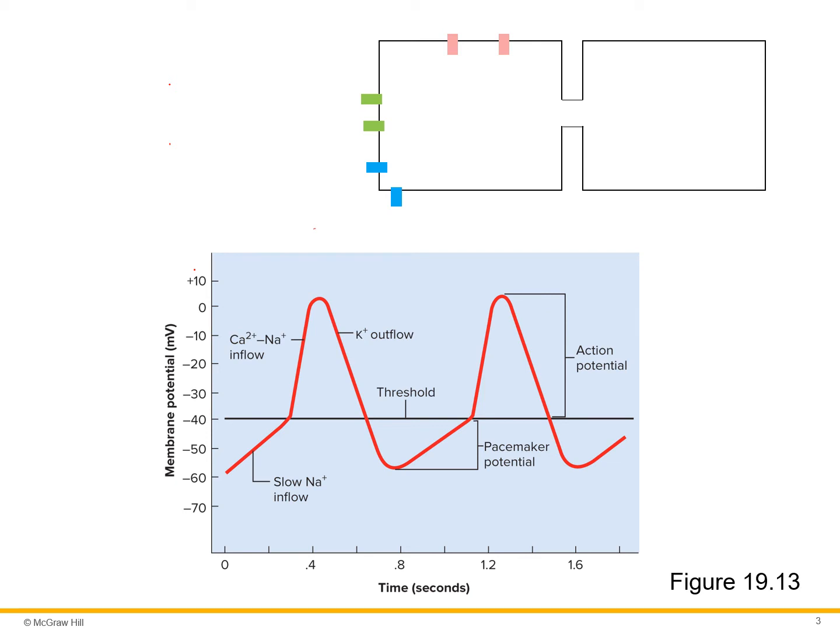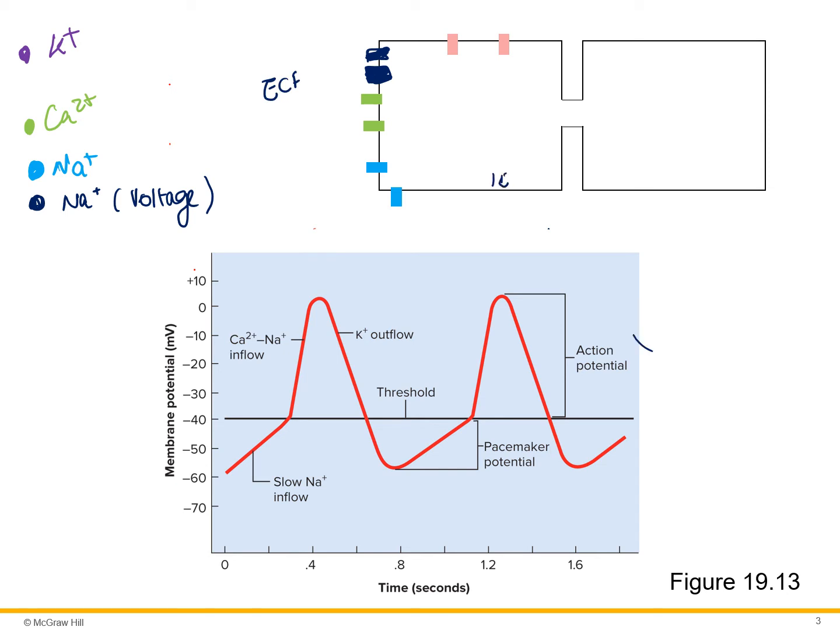So these blue channels are sodium channels, okay? And the green channels are calcium channels. The pink channels, I don't have that color, I'm just going to say this: pink or purple channels are potassium channels. And then I'm going to add another channel over here. These are also sodium channels, they are just voltage gated sodium channels. Let me also label, this is the extracellular fluid, and this is the intracellular fluid.